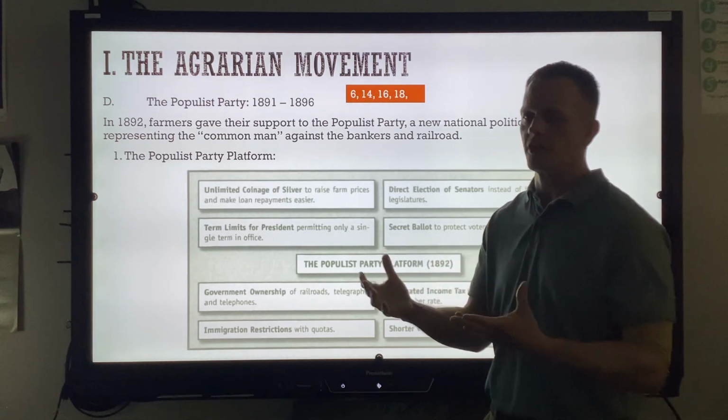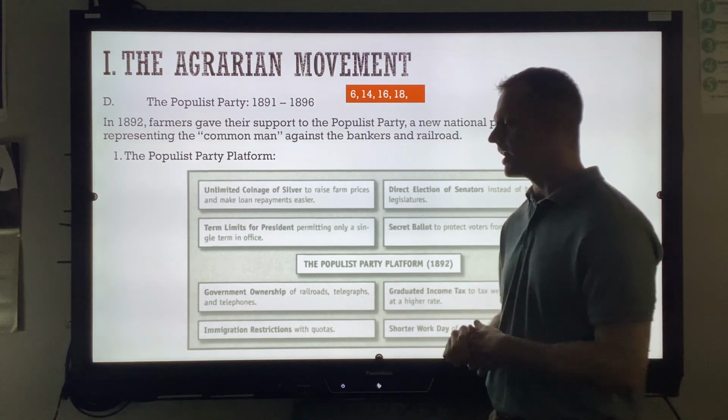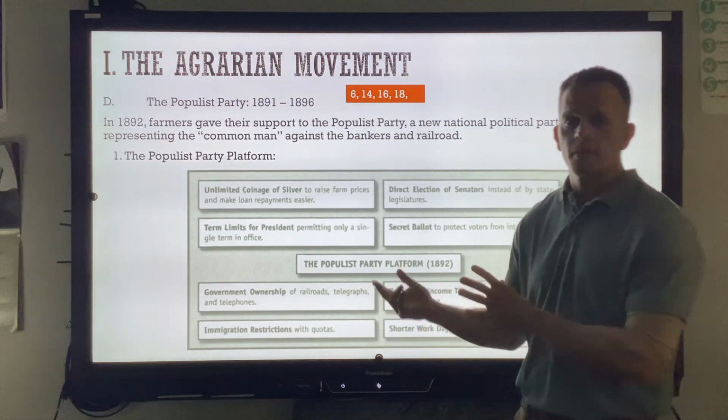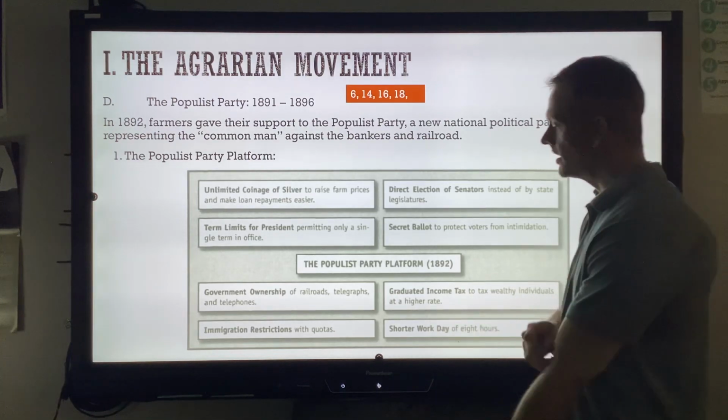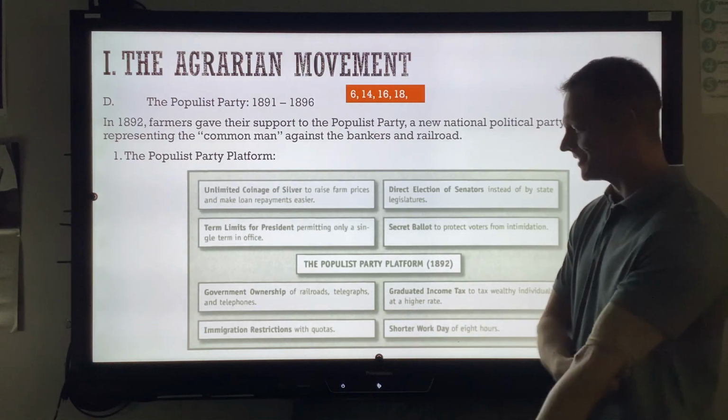You got all this stuff. It's going to cost money. And one way you can do that is tax the ultra wealthy millionaire guys like Andrew Carnegie, Rockefeller, J.P. Morgan. Maybe they should pay some taxes. But that's a debate even today.